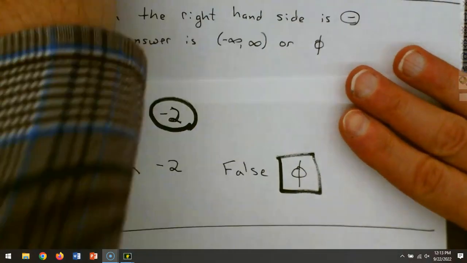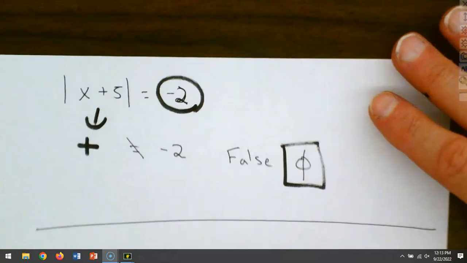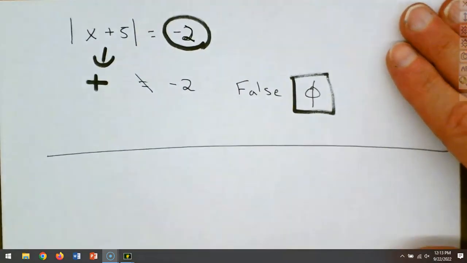What about inequalities? Well, they work the same way. They're either going to be true or they're going to be false.